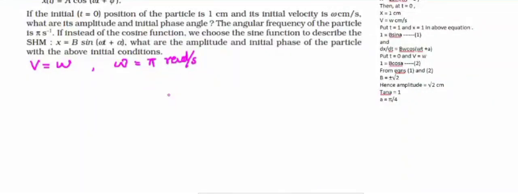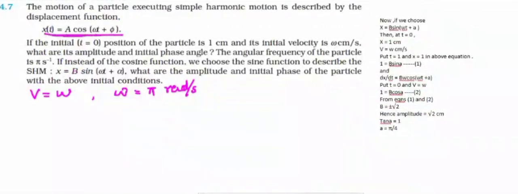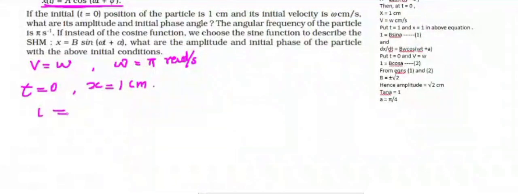Okay, now let's start. First of all, in the given equation, x is equal to a cos(omega t plus phi), we take t equal to 0. The question says that when t is equal to 0, x equal to 1 centimeter. Displacement x is equal to 1 centimeter. Therefore, you will get a 1 centimeter is equal to a cos phi, because t equal to 0. So take it as equation 1.